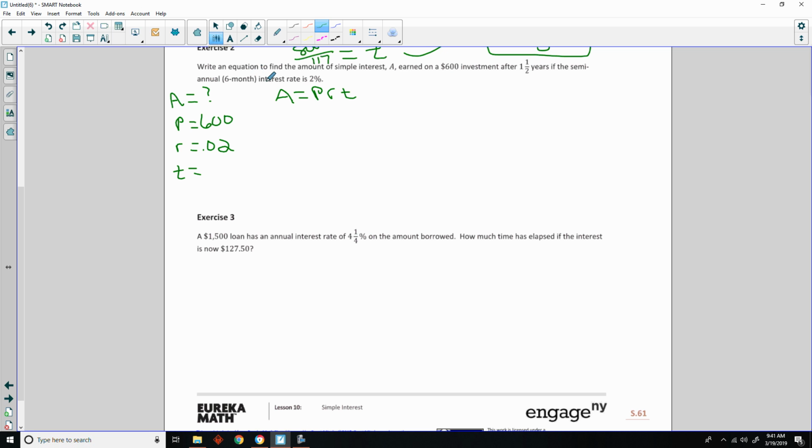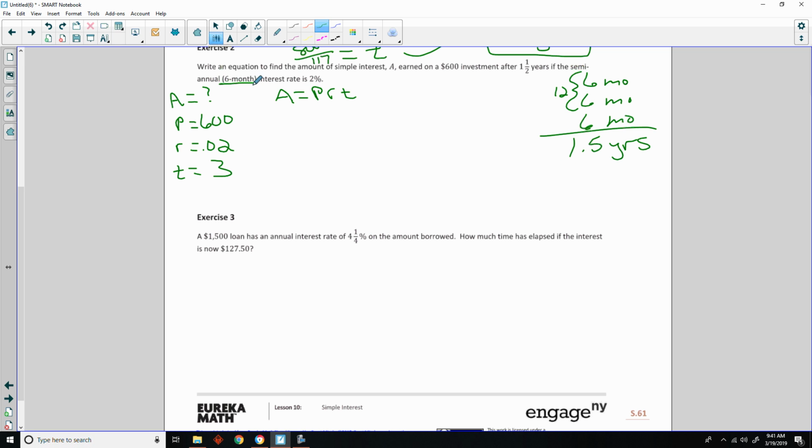after a year and a half, but these are 6-month rates, so that's 1.5 years and 6 months. 1.5 years is a year and 6 months, so time equals how many 6-month intervals. Okay, 6 months plus 6 months is a year, plus 6 months is 1.5 years, right? There's 12 months in a year, so that's 1 year right there. And then it's another 6 months is a half a year. So we want to know how many 6-month intervals are in a year and a half, and it's 3.